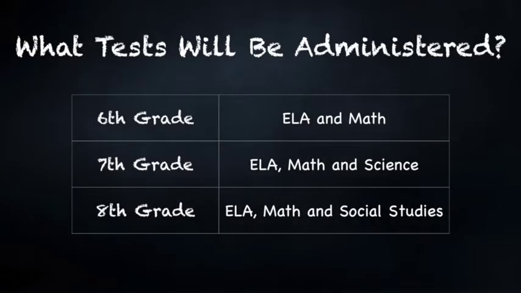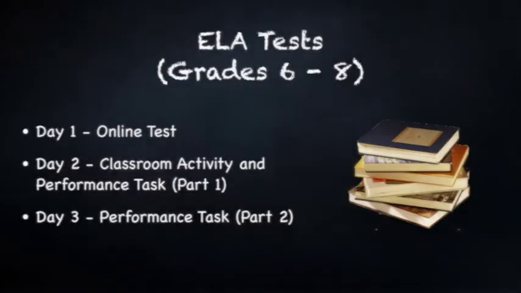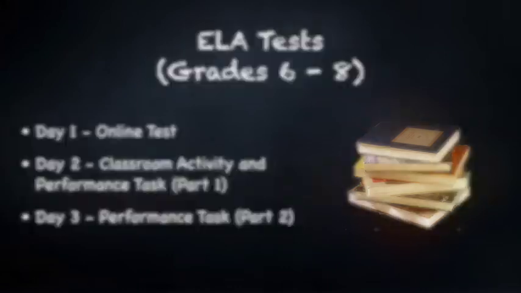So what tests will you be taking? In 6th grade, you will take the ELA and math tests. 7th grade will take ELA, math, and science, and the 8th graders will take the ELA, math, and social studies tests. The ELA test consists of 3 parts. The first day of testing will be the online test. The second day of testing will be a classroom activity, which will be about 30 minutes with your teacher, followed by a performance task. The third day will be the second part of the performance task.